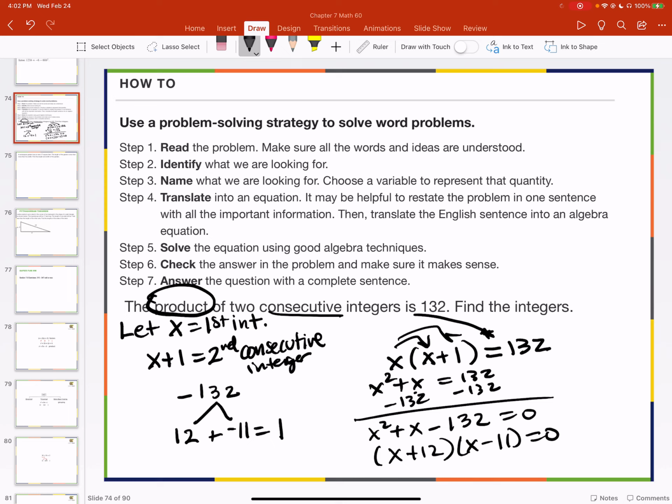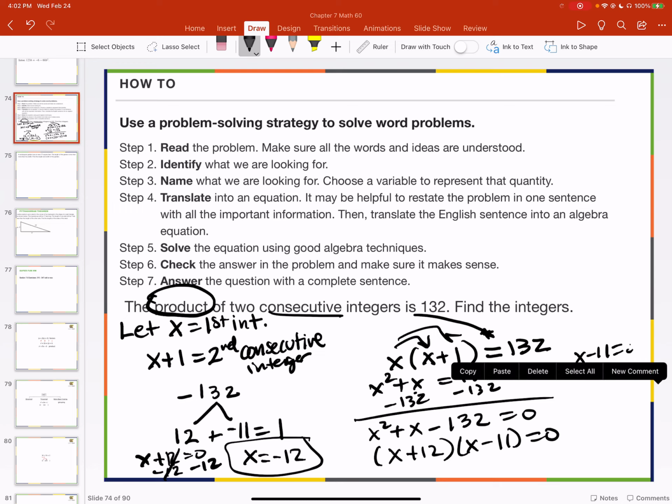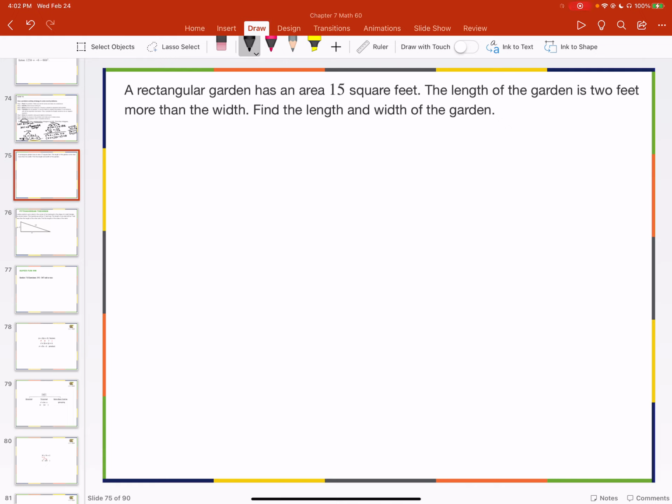Then finally, zero product property. So x plus 12 equal to 0 gives me x is equal to negative 12. So that's one of them. The other, x minus 11 equal to 0. Okay, solving for x, I add 11 to both sides. I get x is equal to 11. Okay, so that's it for that one. Okay, let's do another problem.